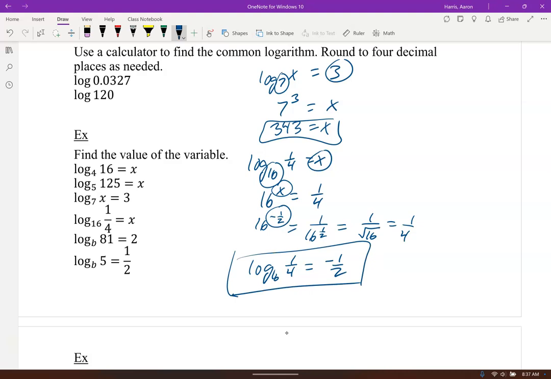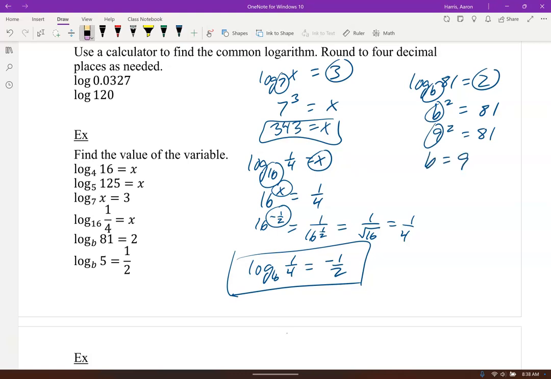Okay. Let's do that fifth one there. Log base b of 81 equals 2. So I'm going to go b squared equals 81. So what squared is 81? Well, it's not 2 squared. 3 squared is 9. 4 squared. So I'm like, oh, it's got to be 9 squared is 81. So b is 9.